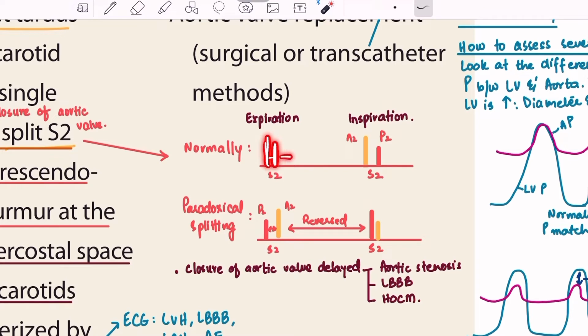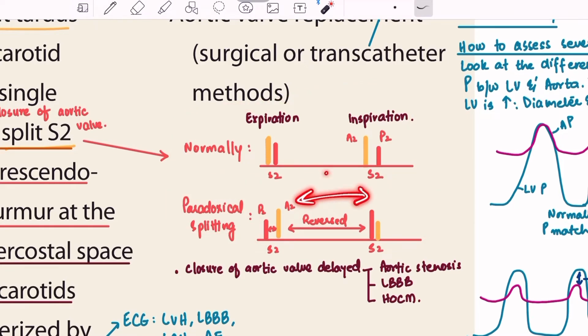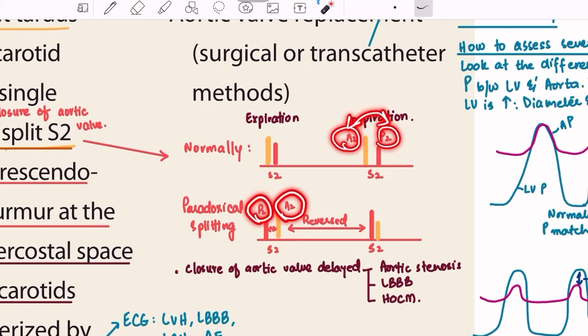and they don't split or go away from each other. But with inspiration, there is a little bit of a physiological split between the A2 component and the P2 component of the S2. This is how normally it works, but when it is a paradoxical splitting, reversal happens. So the reversal will happen in two things. One reversal will happen in the P2 and the A2 component, where they will reverse their places, which means the P2 will happen first and the A2 will happen second.